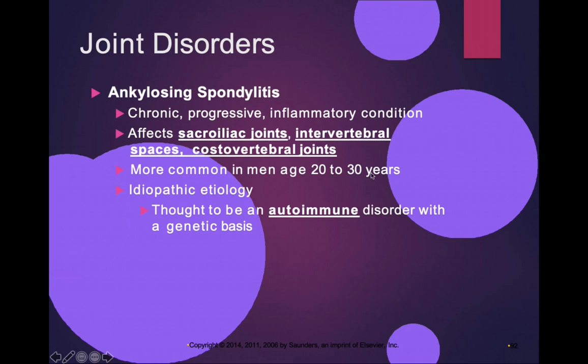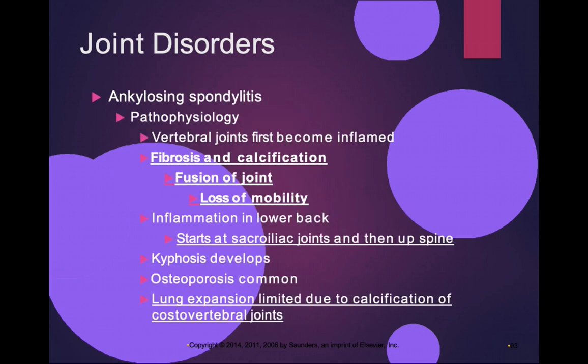Common in men between the ages of 20 and 30. It's thought to be an autoimmune disorder, and there are some genetics that are associated with it. So the vertebral joints first become inflamed. You start to get this fibrosis and calcification. I think I have an x-ray here that I can show you, and then it becomes fused. The joint just fuses, and you get this loss of mobility and stiffness.